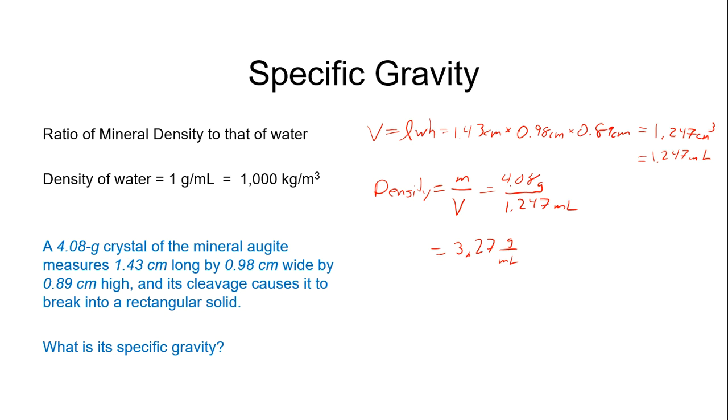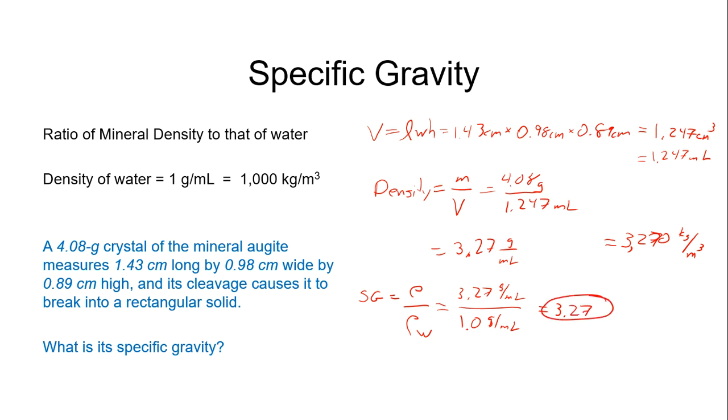Now, this is good enough. I'm going to give you the kilograms per cubic meter version of this, because we're going to use it just to show why specific gravity is so useful. So that would be 3,270 kilograms per cubic meter. Okay, so the specific gravity is defined as the density of your mineral, this little P-looking shape is the symbol for density, divided by the density of water. So that is going to be 3.27 grams per milliliter divided by the density of water, which is 1.0 grams per milliliter. Well, that just becomes 3.27. There you go. That is the specific gravity of mineral augite.